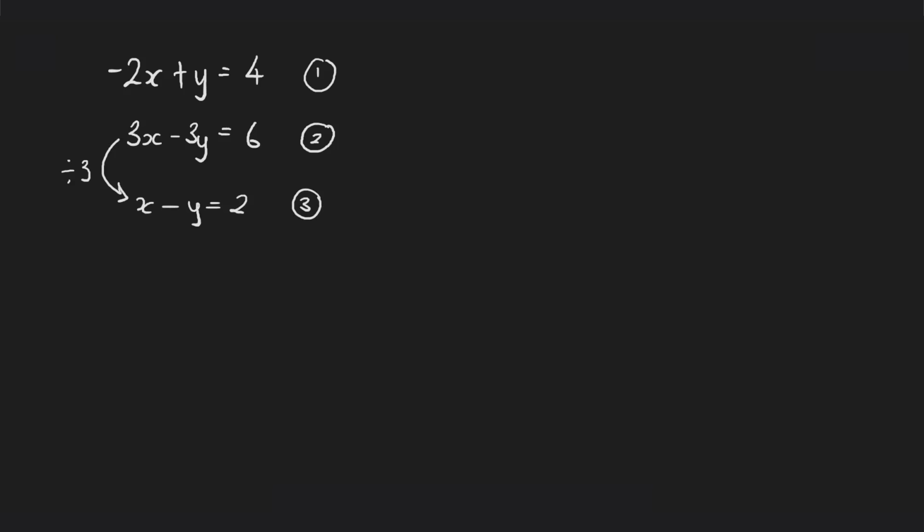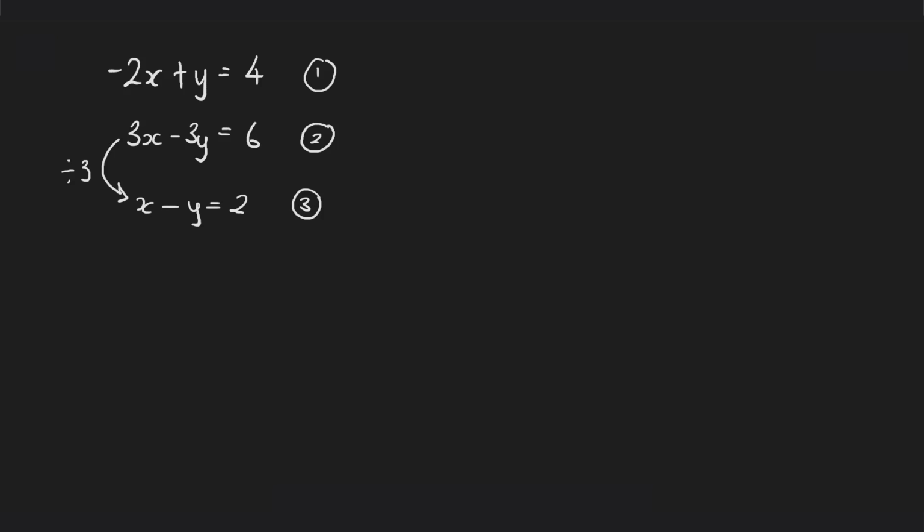Alright, so our first equation is negative 2x plus y equals 4, and our second equation is 3x minus 3y equals 6. As usual, make sure you number them 1 and 2, because this will be easy to navigate when you want to refer back to it later. Upon inspection, we can see that the second equation has a factor of 3 in it across all terms. So take that and divide by 3 to every term, giving us x minus y equals 2. Let's call this equation number 3.